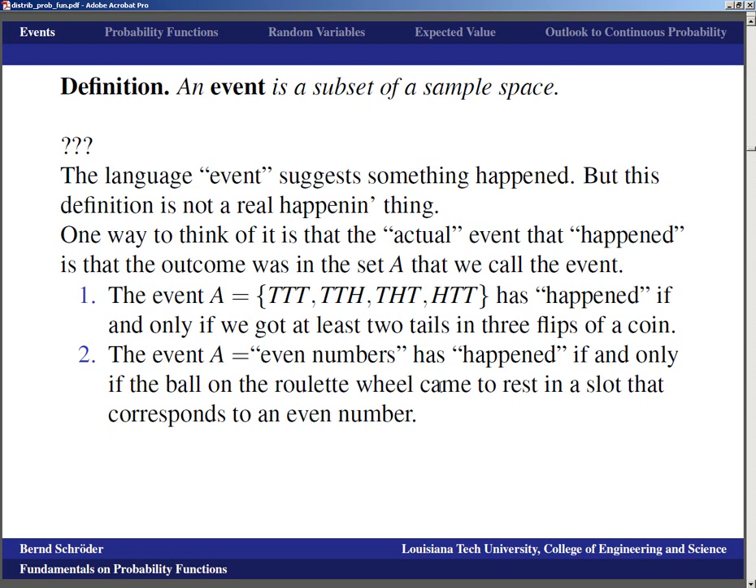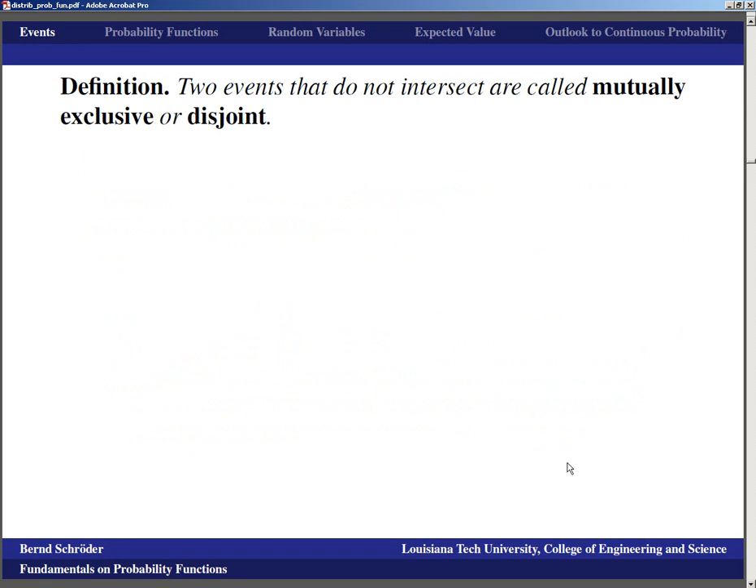So if the ball on the roulette wheel comes to rest in a slot that corresponds to an even number, let's be careful here that 0 and double 0, neither one of those counts as even in roulette. Okay, so two events that do not intersect. You see, on one hand we have stuff that happens, those are the events, but we've translated these things into sets, and sets can intersect. And two events that do not intersect are called mutually exclusive or disjoint, right?